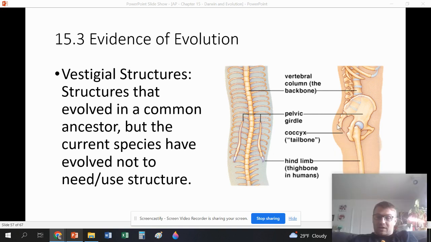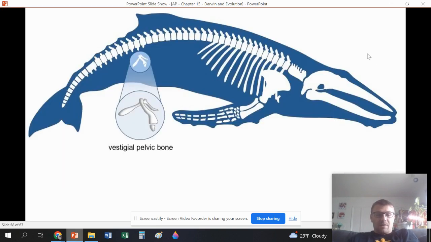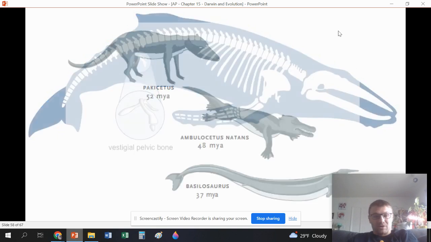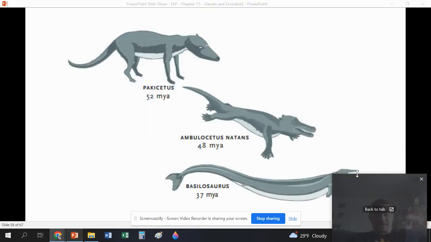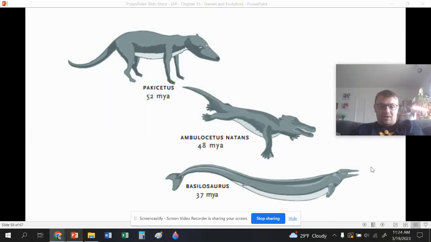We have a tailbone because we used to have a tail millions of years ago. Now we don't have a tail. We don't have a reason for that tailbone, but it's still there. Actually, the hip bones in whales, they used to live on land. Now they don't, but they still have that vestigial pelvic bone. And this is because, again, they evolved to live in water millions of years ago.